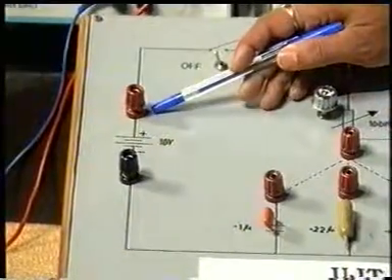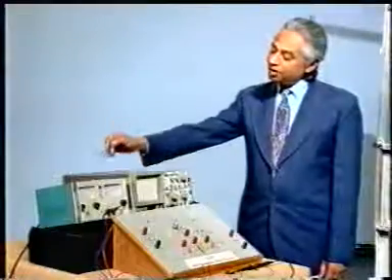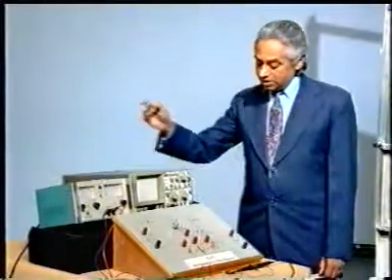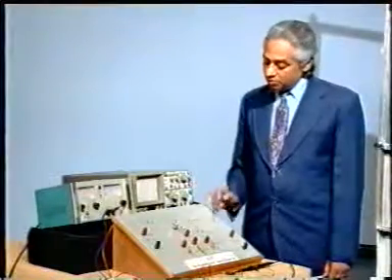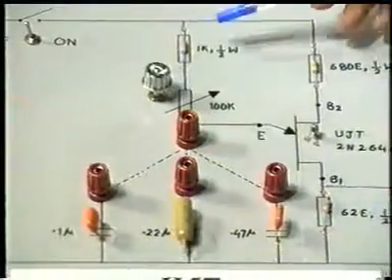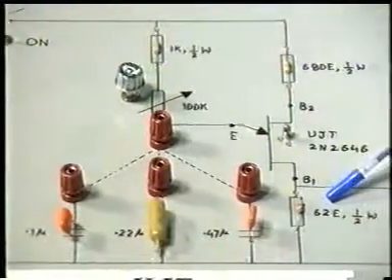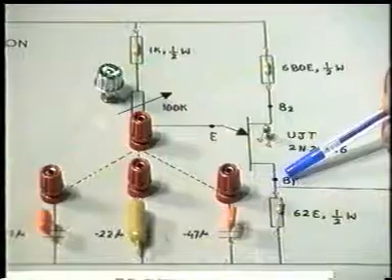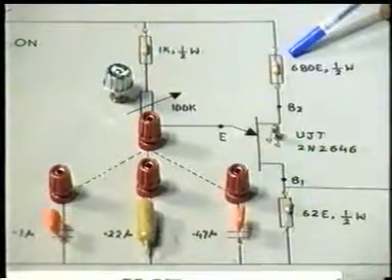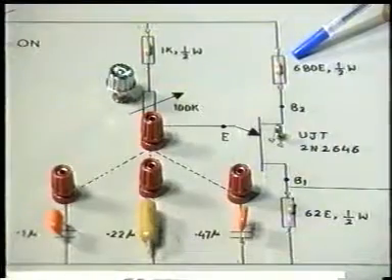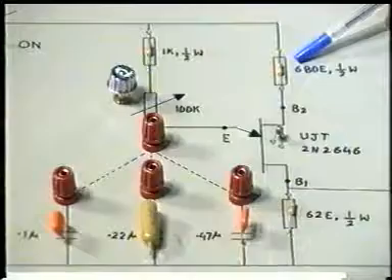This is the positive terminal, this is the negative terminal, and this 10 volt will be taken from this power supply. Now you find that there are 3 resistors. The 62 ohm half watt resistor is connected across B1, so this will act as RB1. The 680 ohm half watt resistor is connected across B2, so this will act as RB2.